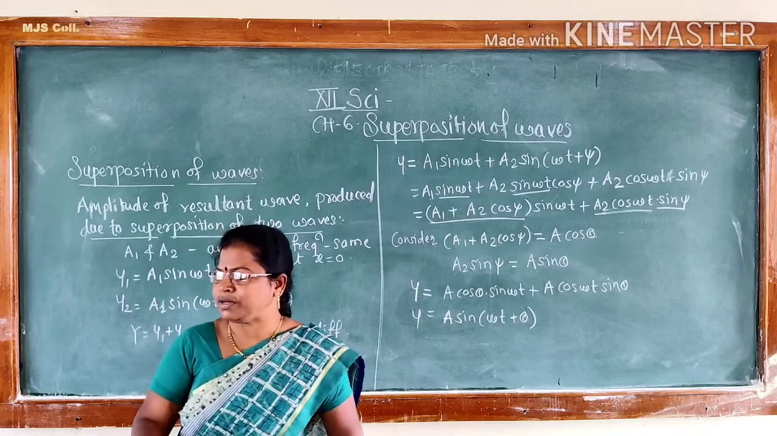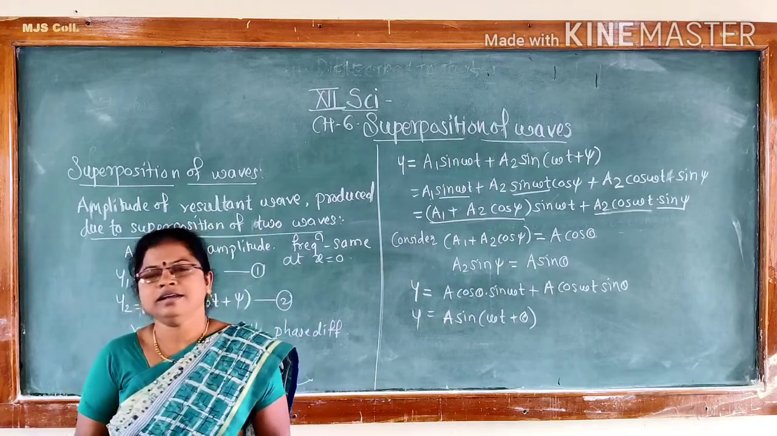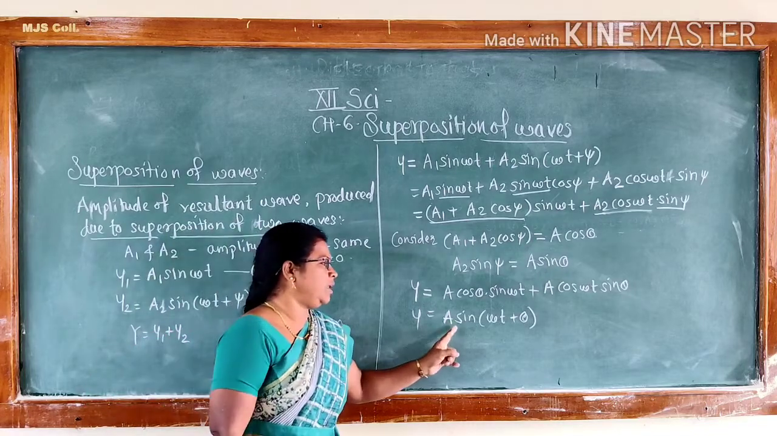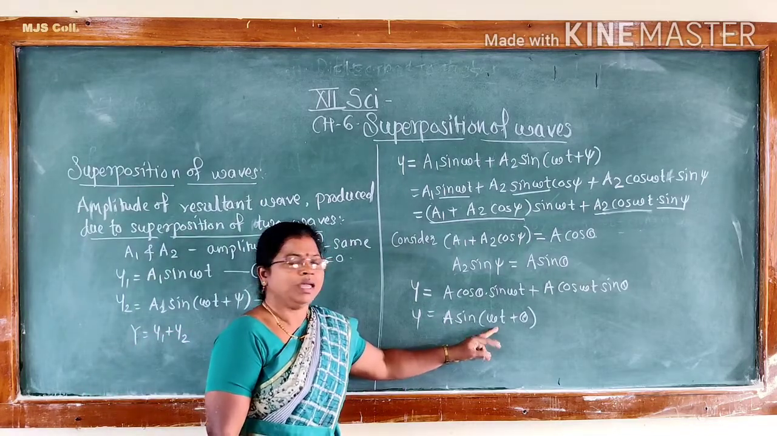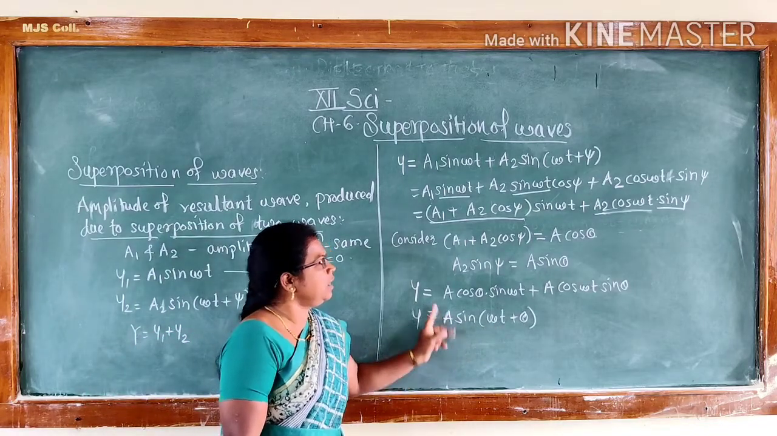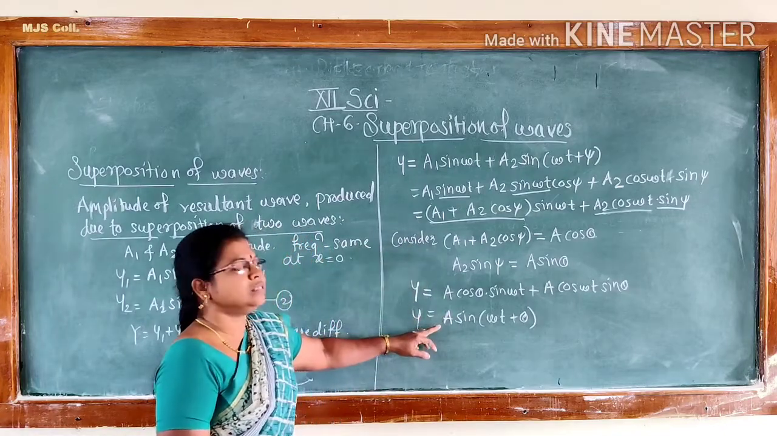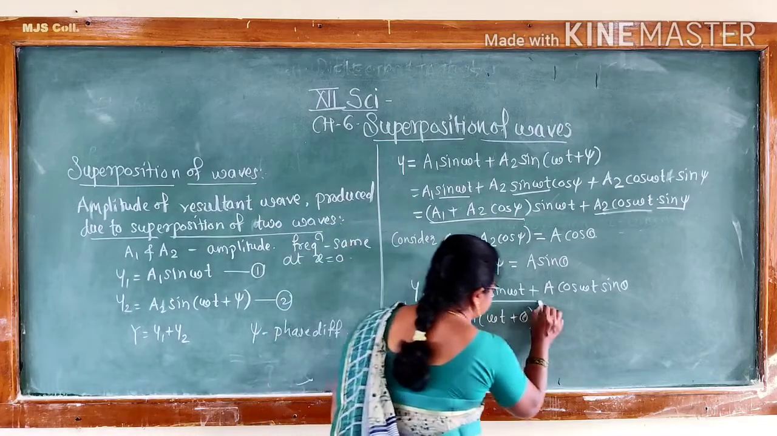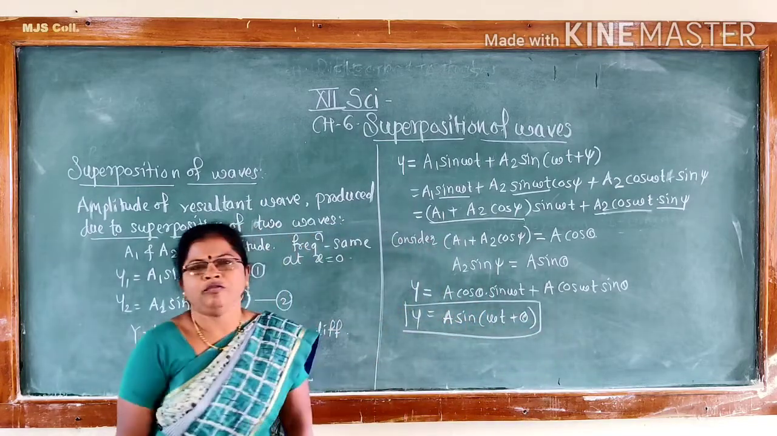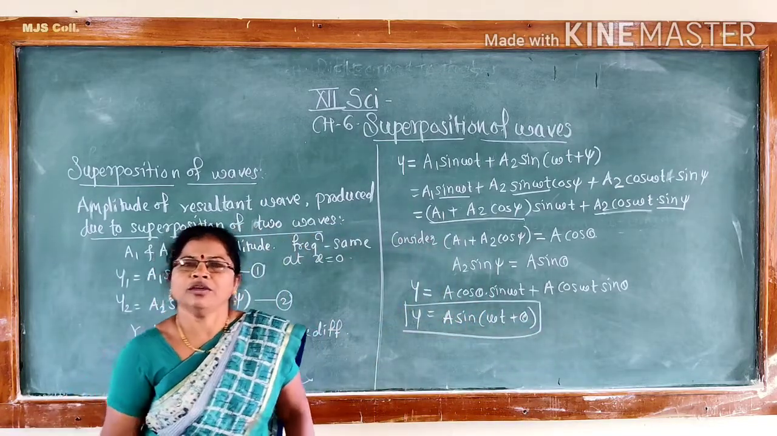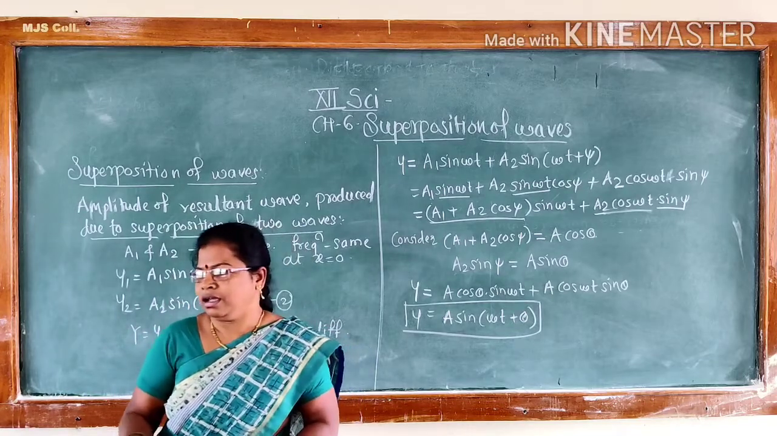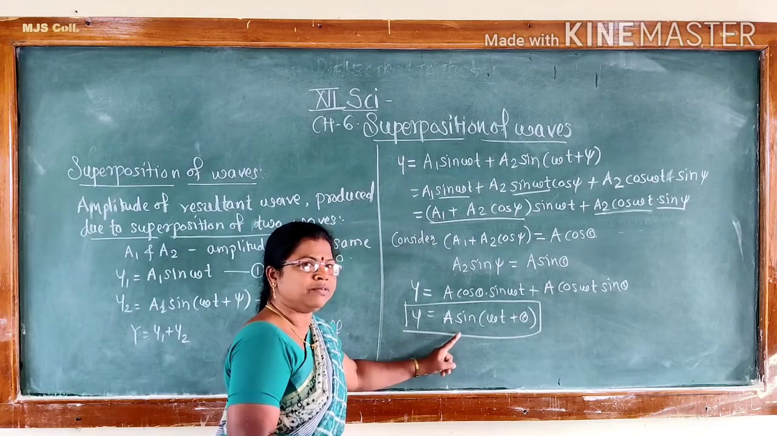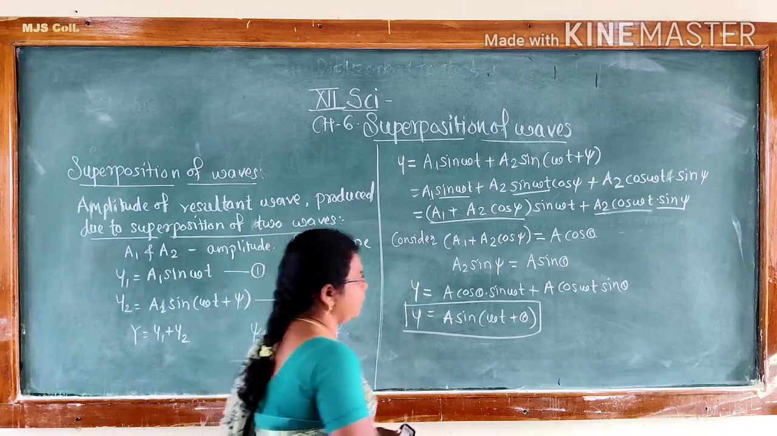Okay, this is the equation of the resultant wave, and it has the same frequency as that of the interfering waves. The resultant amplitude is A, whose value we are going to find out now. So this is the resultant displacement of the wave when two waves interfere with each other. Afterwards, what's the value of amplitude? That means we are going to find out the value of amplitude.